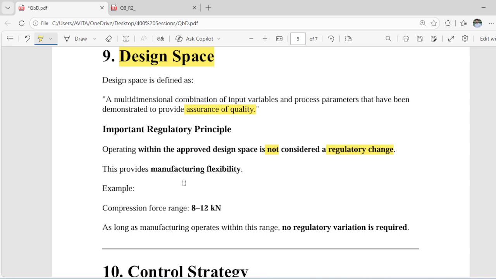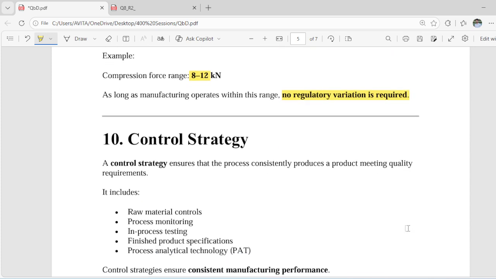Examples include the compression force, which ranges from 8 to 12 kilonewton. So here, if you are moving from, let's suppose, 9 or 10 or 11, or even in between this one, you don't need to take the permission or notify the agency regarding this change. So you could simply mention this change in the annual report for the US FDA submission. Don't need to file any supplements for this. As long as the manufacturing operates within the range, no regulatory variation is required.